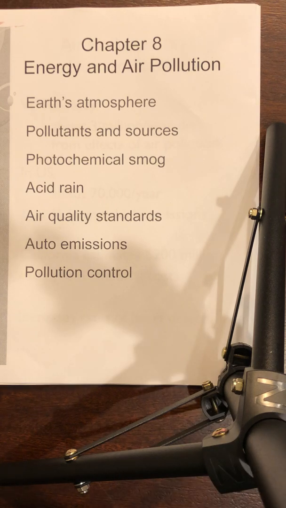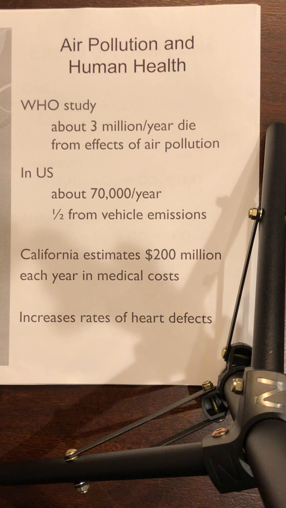In Unit 1, we talked about fossil fuel sources and uses globally. In Unit 2, we're going to talk about the environmental impacts of fossil fuel combustion, primarily air pollution and global climate change. So today we start with air pollution.